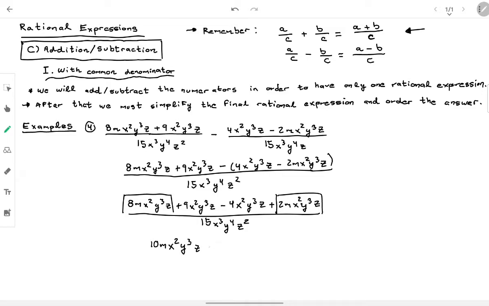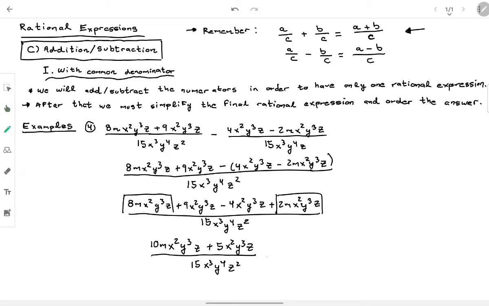9 minus 4, it's plus 5x squared y to the third c. All of it divided by 15x cubed y to the 4 c squared. So what can we do here? We cannot erase this 10 with this 15 and this x squared with this x cubed, because on the top part we have an addition. So what do we need to do?